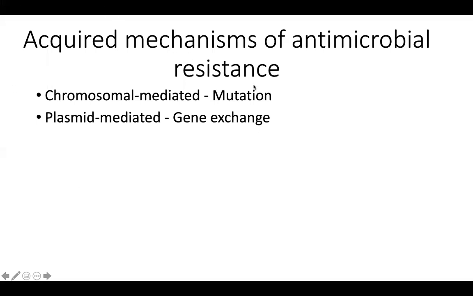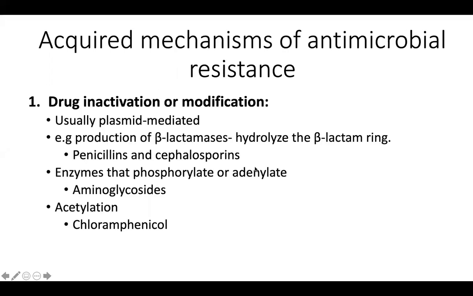Okay, so as we said, resistance is acquired, either chromosomal or plasmid mediated. So what you're going to look at here are the results of acquisition of those genes. The genes can either be acquired through mutation or through conjugation, transfer of plasmids. So what is the end result of having those genes? One of the most important ones is drug inactivation or modification. And these are usually plasmid mediated.